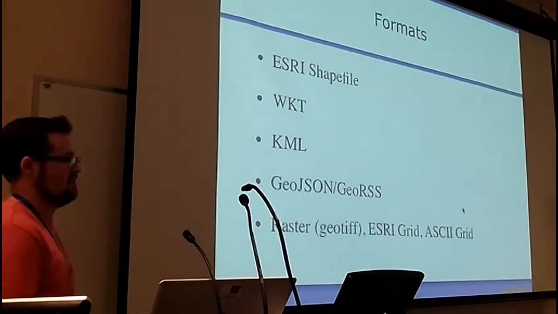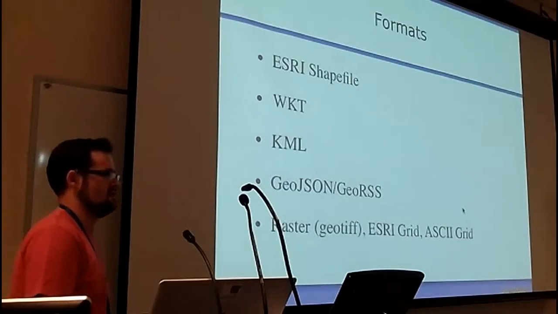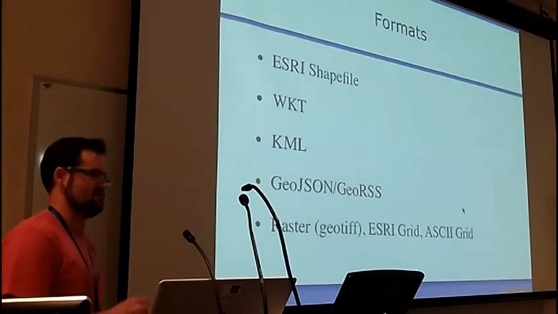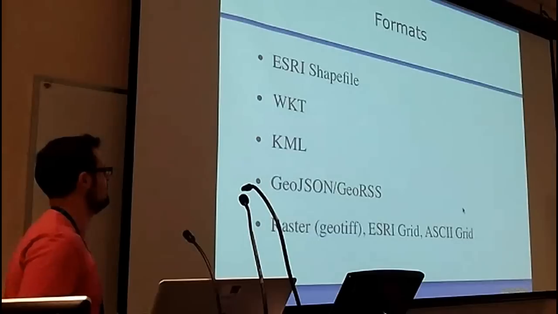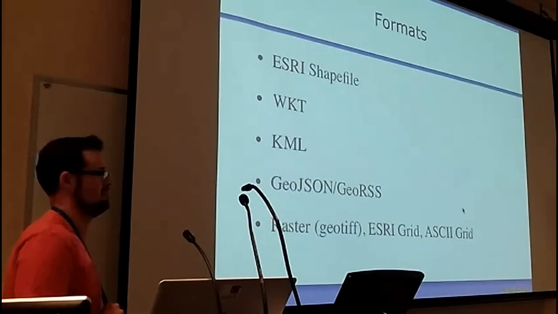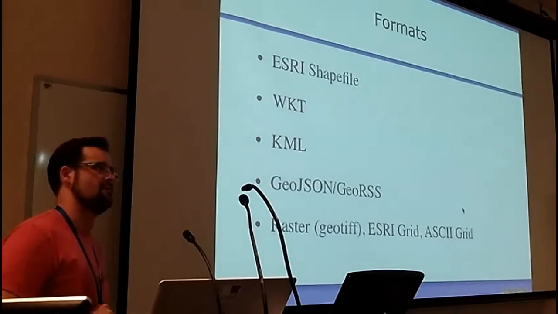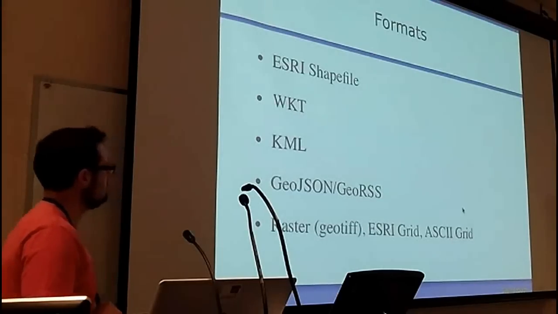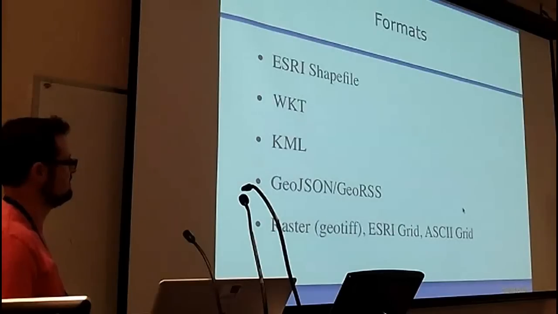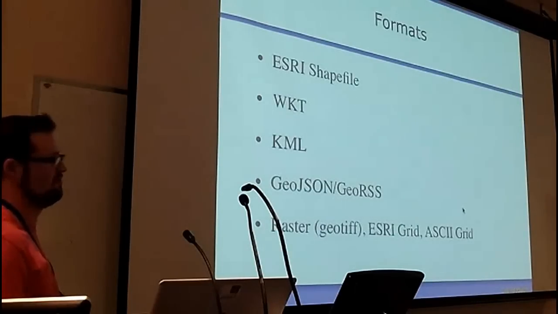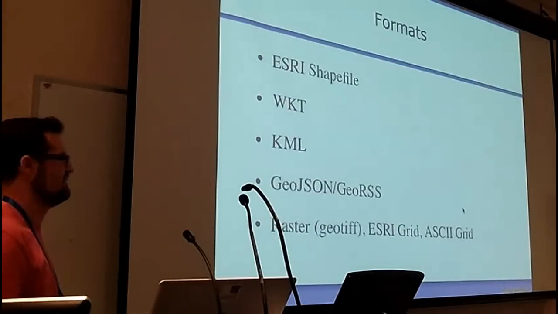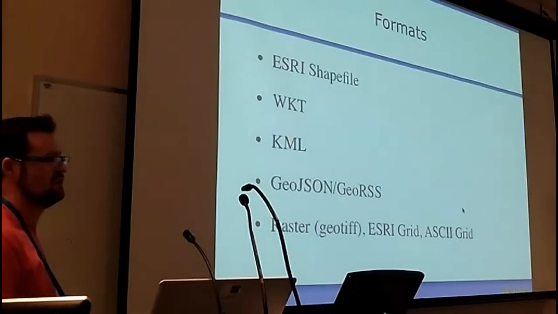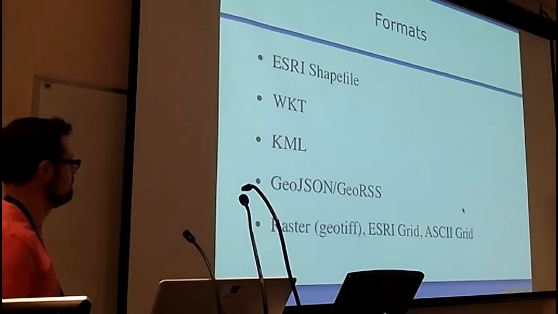WKT, well-known text, is a textual representation of a shape. This is vector-based data. WKT is used quite commonly in PostGIS for input and output. This is how you get spatial data into a system. KML, which I think used to be GeoML, or there was some other standard, is the Keyhole Markup Language, which Google acquired with Google Maps.